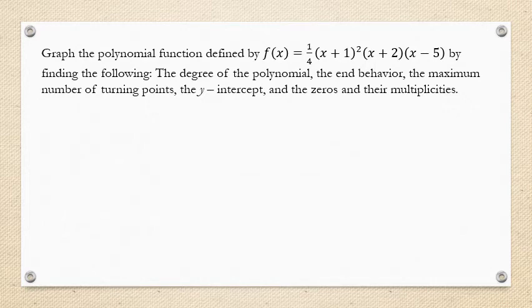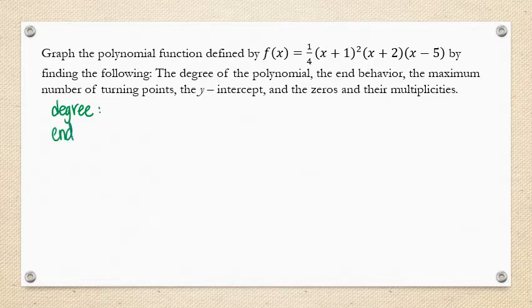Now let's look at graphing polynomial functions by putting all of this together. Graph the following polynomial function, defined by f of x equals 1/4 times the quantity x plus 1 squared times x plus 2 times x minus 5, by finding the following: the degree of the polynomial, the end behavior, the number of turning points, the y-intercept, and the zeros and their multiplicity.